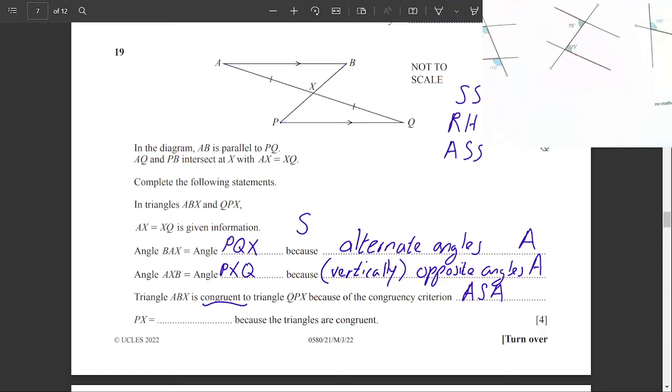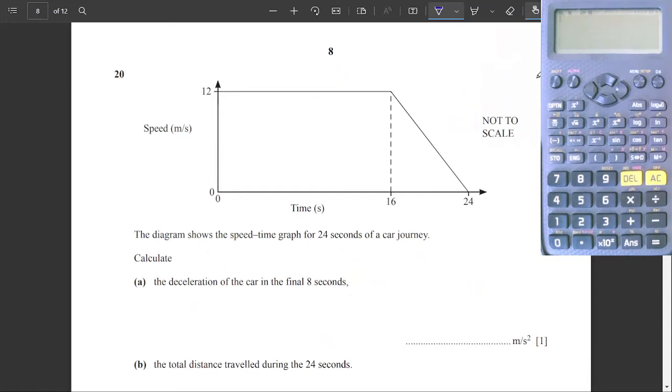Therefore, that means that PX is equal to what? Now, because they're congruent, all the corresponding sides are the same, so PX will be the same as this side here, which is BX. Or XB, like on the mark scheme. Now we got it all correct. Well done.